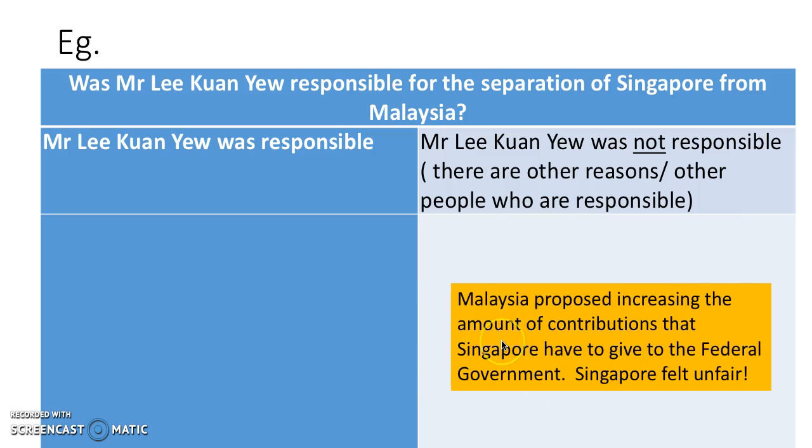it was Malaysia who actually created the separation by asking and demanding for contribution in Singapore, that Singapore had to give to the federal government. That creates their unhappiness, resulted in the separation. So it was not Mr. Lee's fault. So let me give you another example.